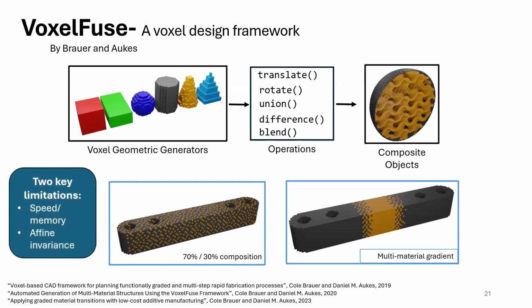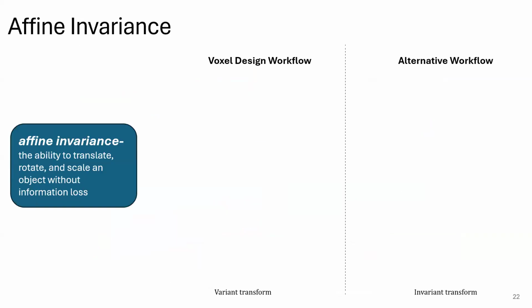But the key limitations we're going to run into are still speed and memory. At best, we can back this with a sparse voxel data structure like OpenVDB. And every time we invoke one of these operations, we're going to have to iterate over that entire space to update our new design. So if I have a design that's using all 400 billion voxels, and I want to blend it, I'm going to have to iterate over 400 billion things and update it. And then the other one is affine invariance. What I mean when I say affine invariance is the ability to translate, rotate, and scale an object without any kind of information loss.